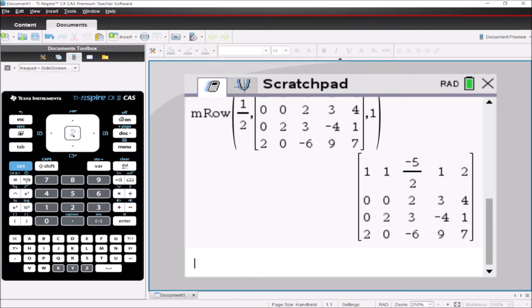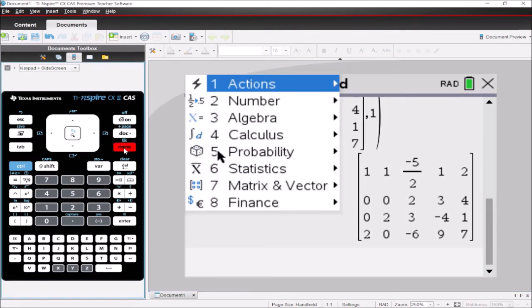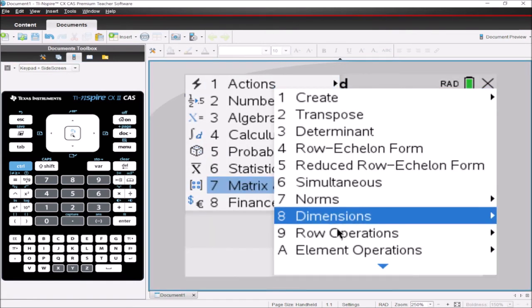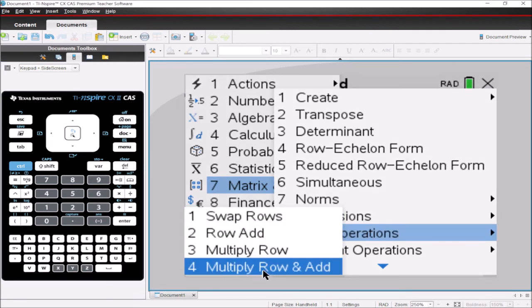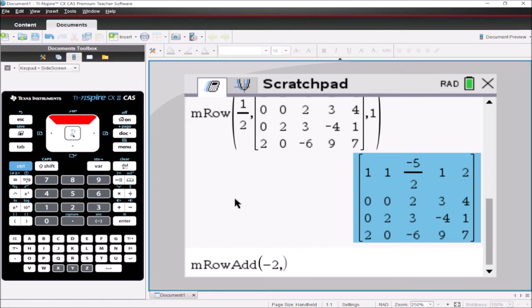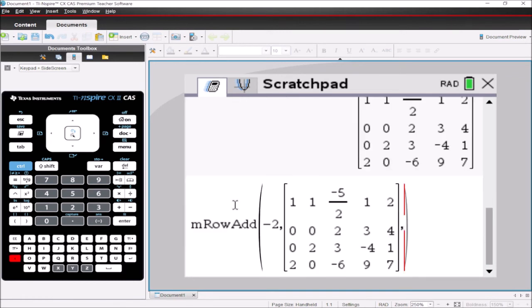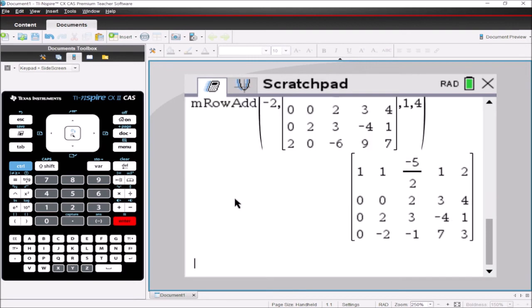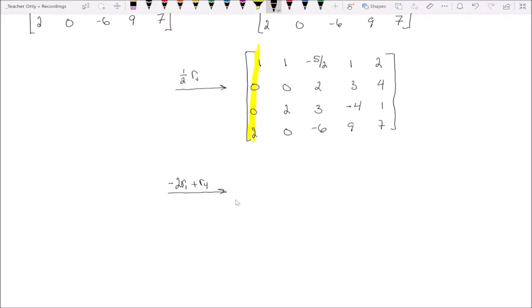All right, so in our calculator, again, we want to go to Menu, Matrix and Vector, Row Operations. Now we want this fourth one, multiply row and add. What are we multiplying by? -2. Copy and paste our matrix. We're multiplying row 1 and adding it to row 4. And that would be our resulting matrix. So once again, just copy that into our work.